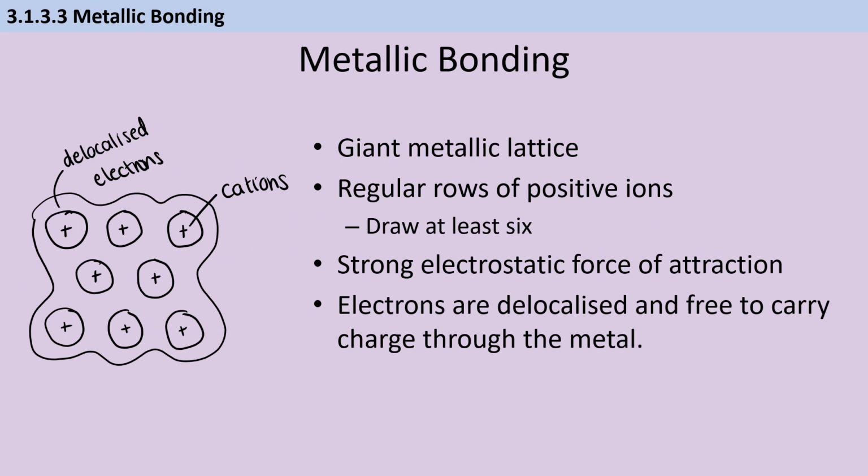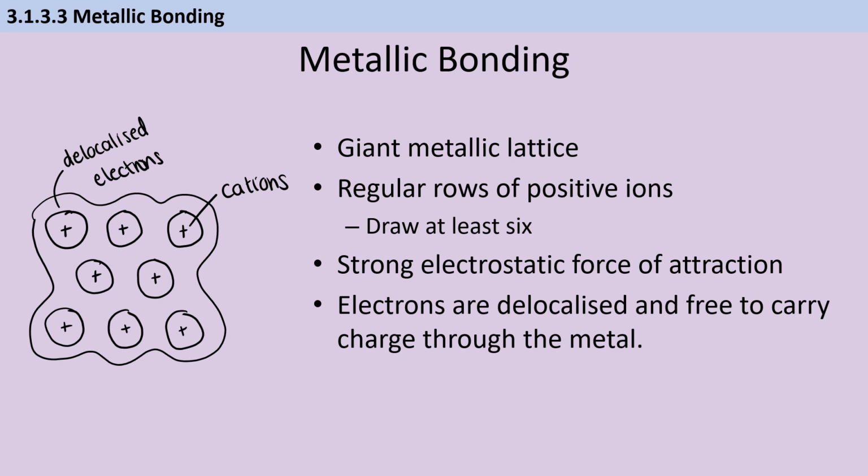Metals consist of a giant metallic lattice, which is made up of regular rows of positive ions and a sea of delocalized electrons. If you're asked to draw this, you need to make sure that you're drawing at least 6 ions. There's then a strong electrostatic force of attraction between those positive ions and the delocalized electrons.